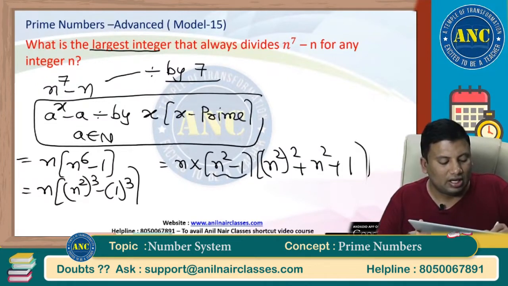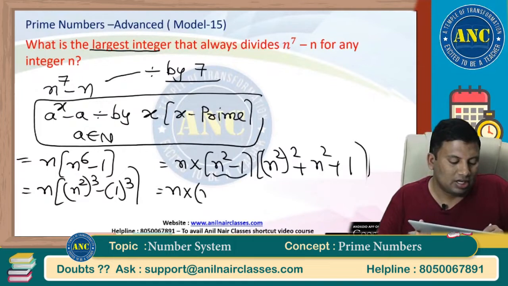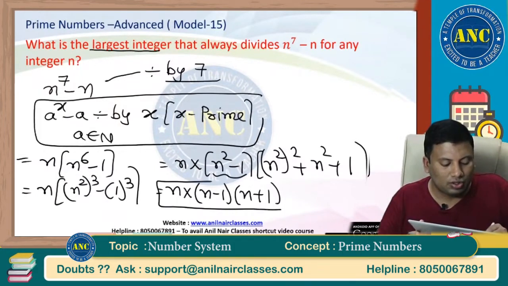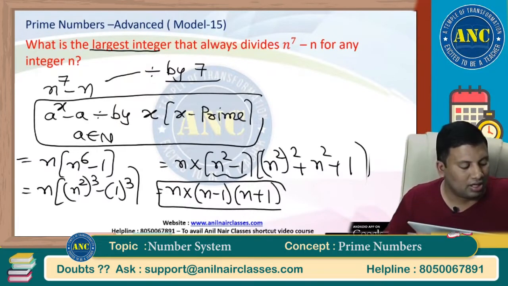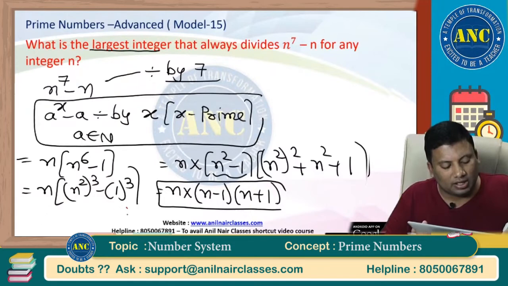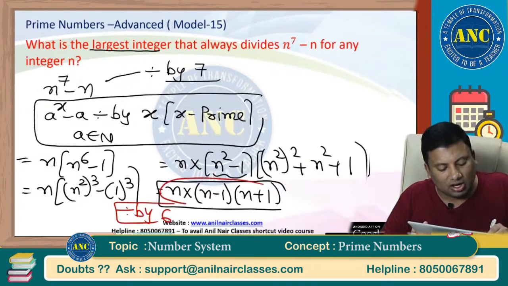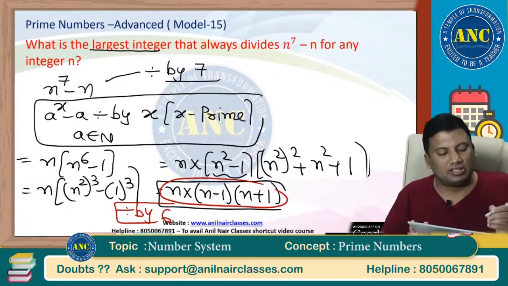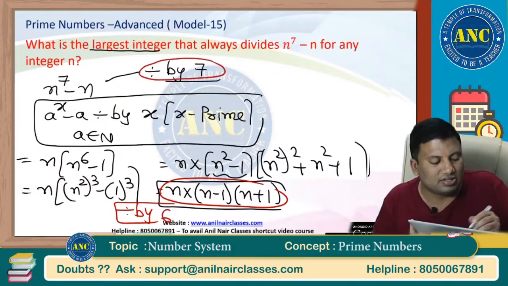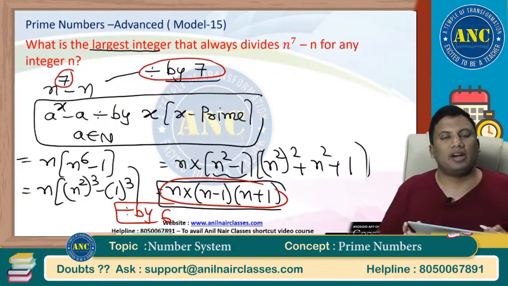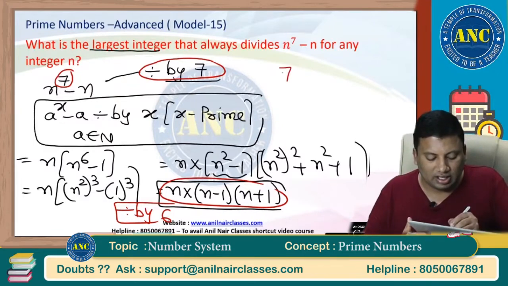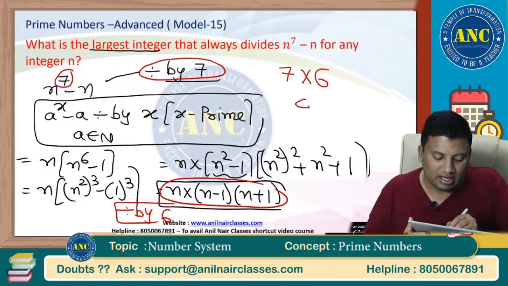Now n square minus 1 is n minus 1 into n plus 1. So n into n minus 1 into n plus 1. These are 3 consecutive numbers. Three consecutive numbers are always divisible by 6. This number is divisible by 7 because the power is a prime number. So the answer is divisible by 7 and 6.